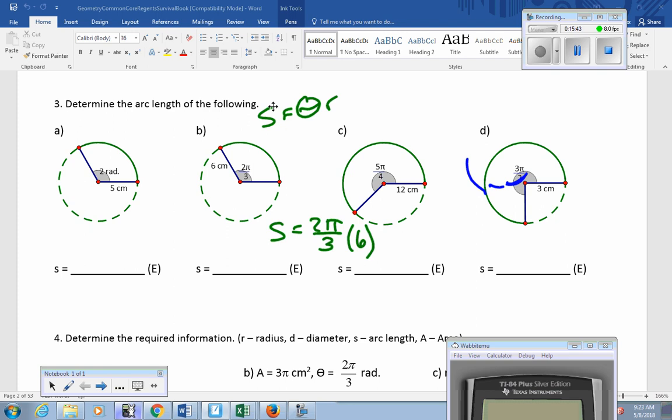So if you multiply those numbers together to get the exact answer, it would be 12 pi over 3, which would end up being just 4 pi. So that would be the arc length from here to here. Notice that some of them have area. Some ask for the arc length. Just make sure you read the questions carefully and use the correct formula. Okay?